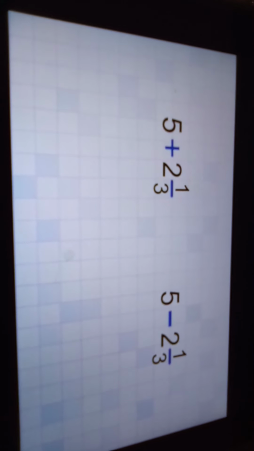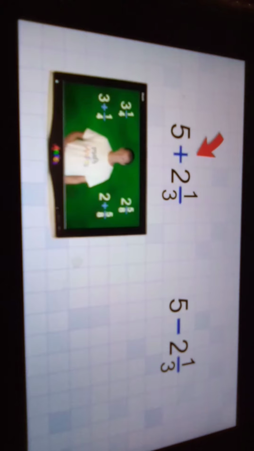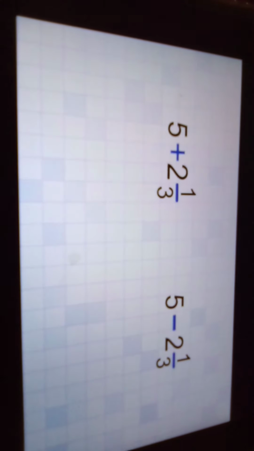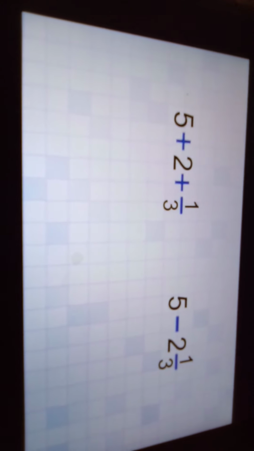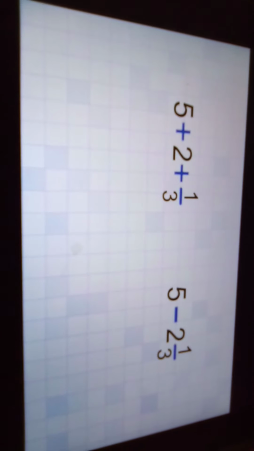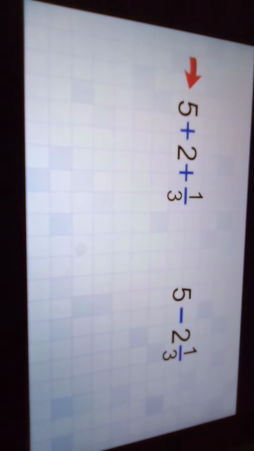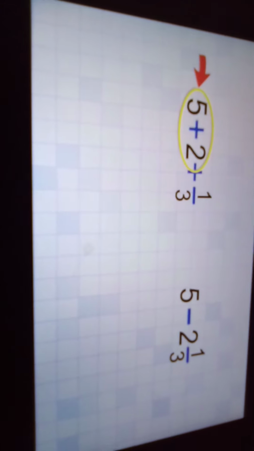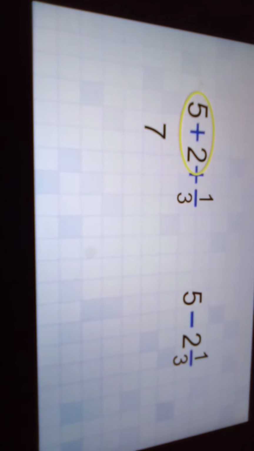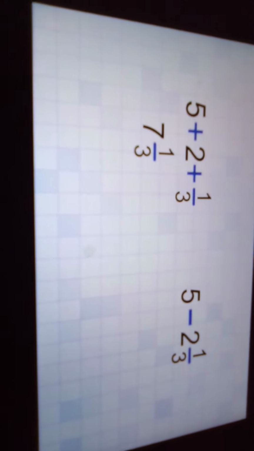We learned how to do problems like the first one in the previous video about adding mixed numbers. Since 2 1/3 just means 2 plus 1/3, we learned that we could rewrite the problem like this and simply add up the whole number parts to get the whole number part of the answer. 5 plus 2 is 7, so the answer is 7 1/3.